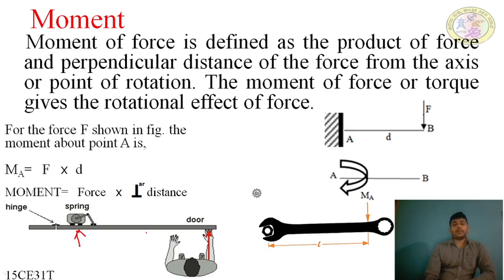When there is a certain distance, like at the end of the door, if we try to open it from there, it will open very easily. The moment will be larger. Moment is directly proportional to the distance. The rotational effect will be easier when the distance is larger, and difficult when the distance is small.